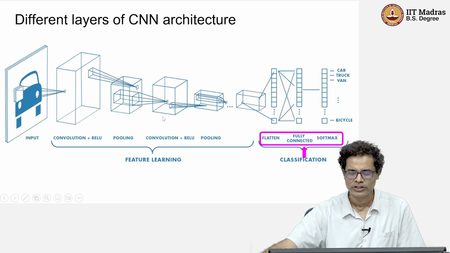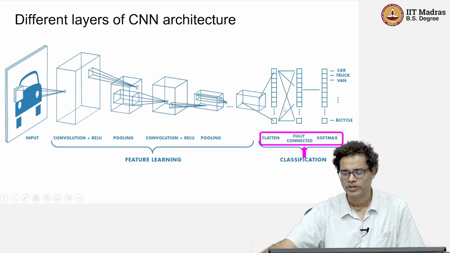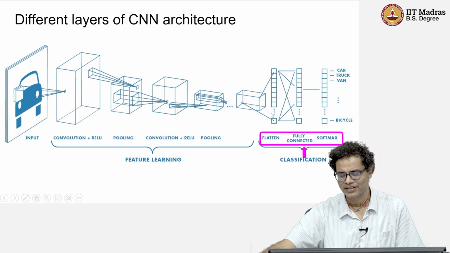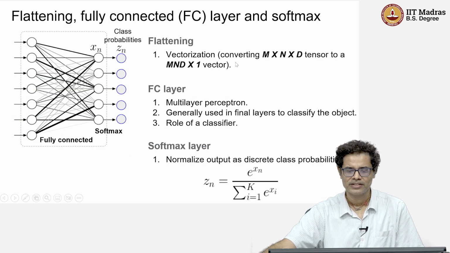So we have looked at each of the components, and this next part is more related to the fully connected layer. First of all, you flatten it. If you come to this stage in the CNN, after that you flatten it and make one vector, then you have the fully connected layer, and then you have softmax. So vectorize it: if you have a volume like this, just make it a vector, that is flattening. Then the fully connected layer is a multi-layer perceptron, and this is generally used as the final layer classifier.